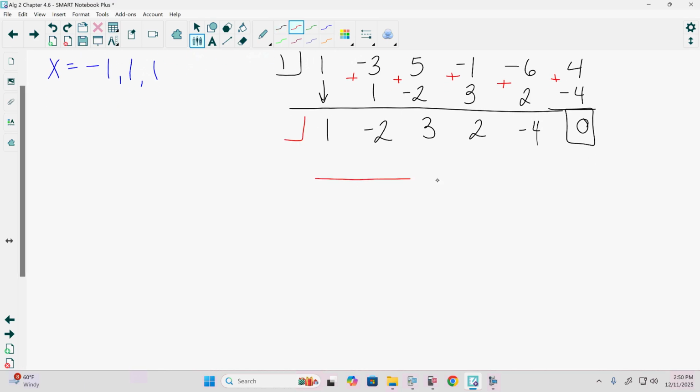Now, because it hit the x-axis at 1 and went back up, we're hoping that it works a second time. So let's go and do it a second time. 1 times 1 is 1. Negative 2 plus 1 is negative 1. 1 times negative 1 is negative 1. 3 plus negative 1 is 2. 1 times 2 is 2. 2 plus 2 is 4. 4 times 1 is 4. And negative 4 plus 4 is 0.